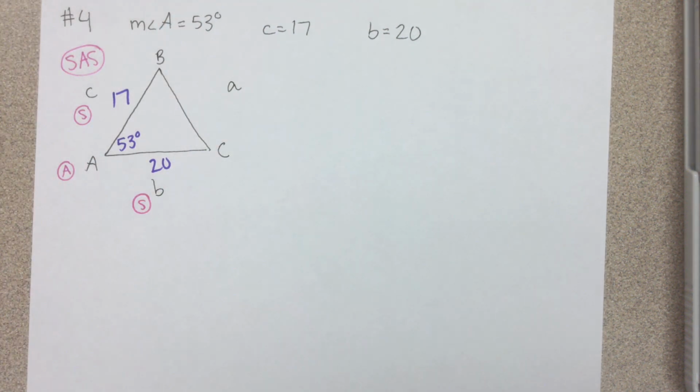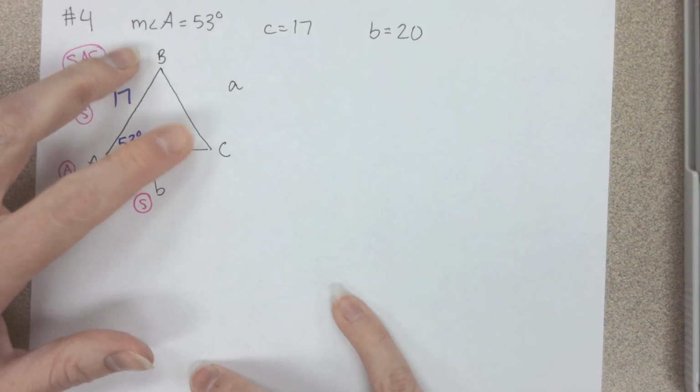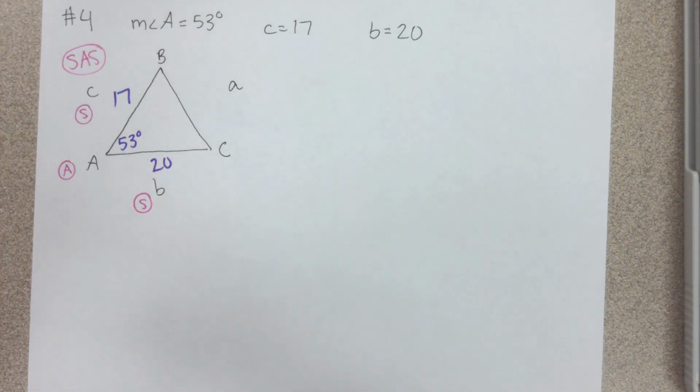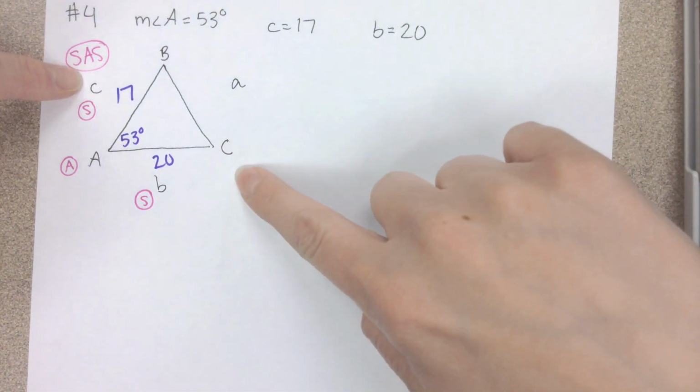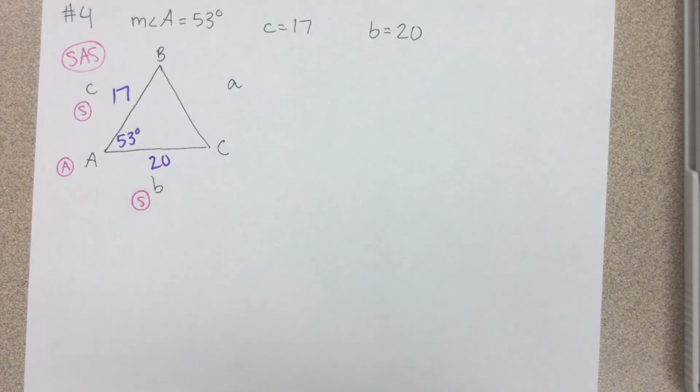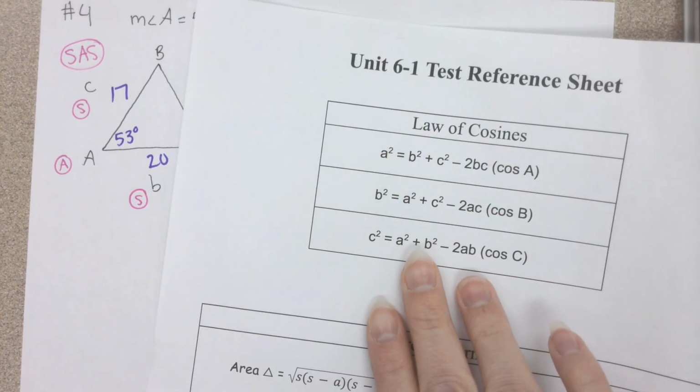SAS. So we only have one angle. We can't find B or C. So looking at this, we don't have the pair of angle and side like we would need to use law of sines. SAS automatically means that this is a law of cosines problem.